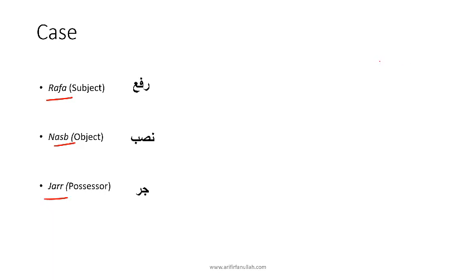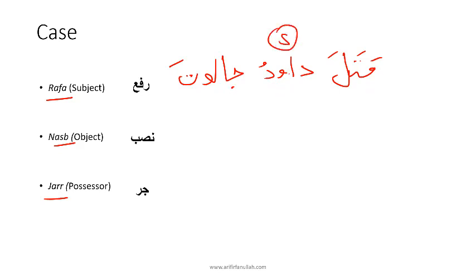Let's say that we have this little segment from the Quran, which is qatala Dawudu Jaluta. Now notice, this means that Dawood killed Jalut. Dawood is the subject because Dawood is doing the killing, and Jalut is the object because Jalut is the one who was killed. In English, we would say Dawood killed Jalut.